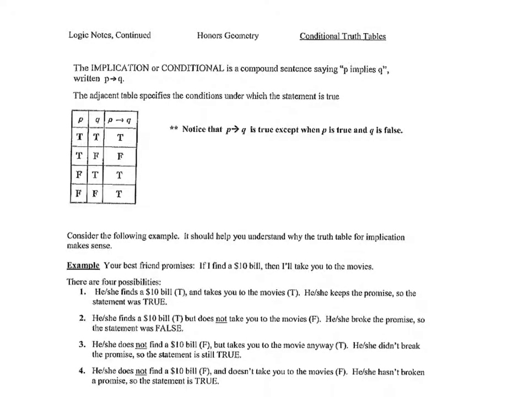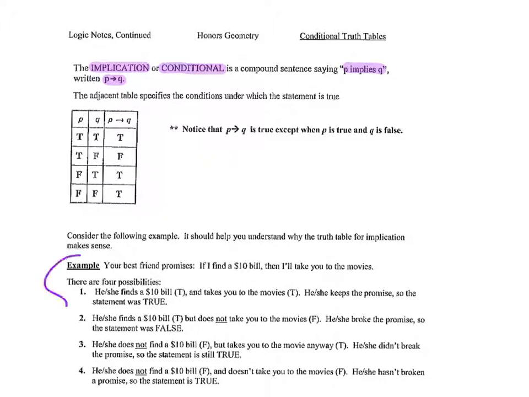This kind of truth table is implication or conditional. So that means if-then sentences. You either say P implies Q, or you write it as P with the arrow and then Q. But those are if-thens.